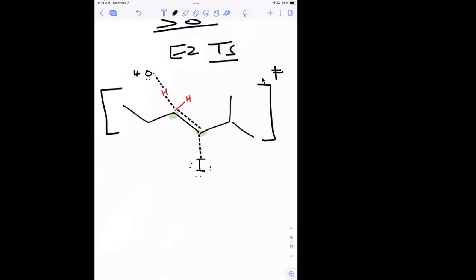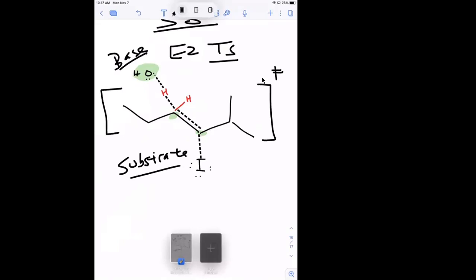All right, I'll give you time to get that down. I stole that. But this is why it's second order overall. The OH right here is involved. This is your base. The rest of it is substrate. So that's why it's second order overall, that's why we call it bimolecular, that's why we call it E2. All right, any questions about that? About the transition state? That's one other thing I have to talk about with the E2.